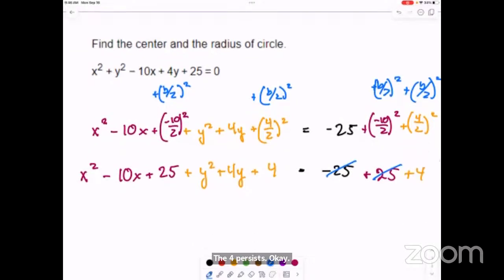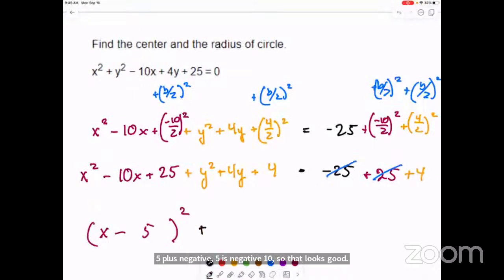If we focus on the burgundy with the red, can we factor it? Looks like it factors. We got an x minus 5 squared, because negative 5 times negative 5 is positive 25, and negative 5 plus negative 5 is negative 10. So that looks good. On the right, can we factor?